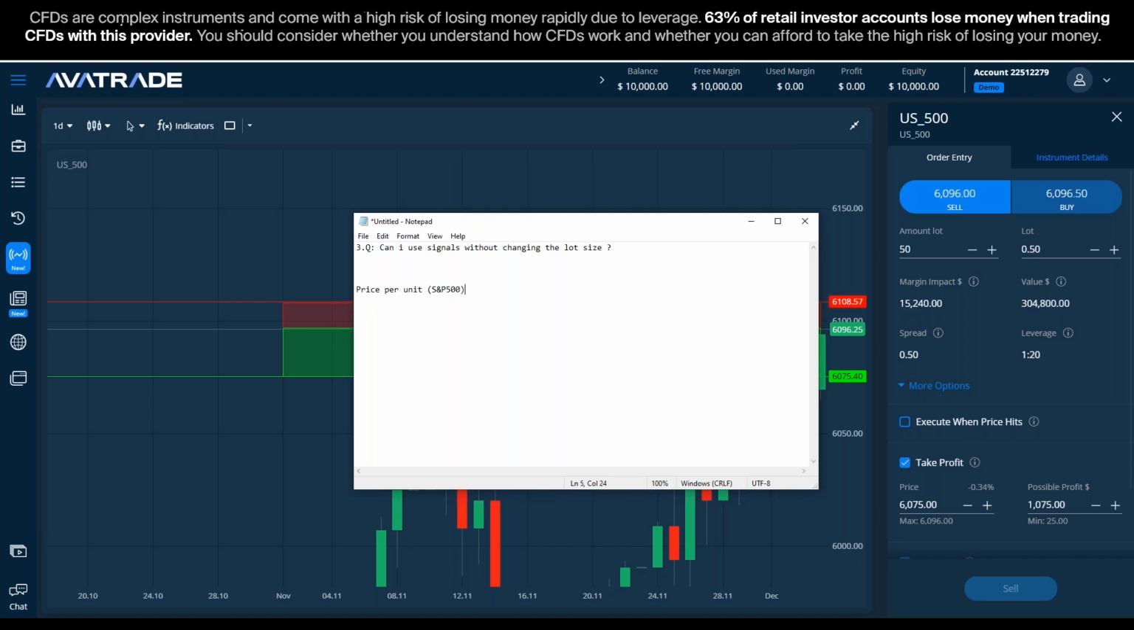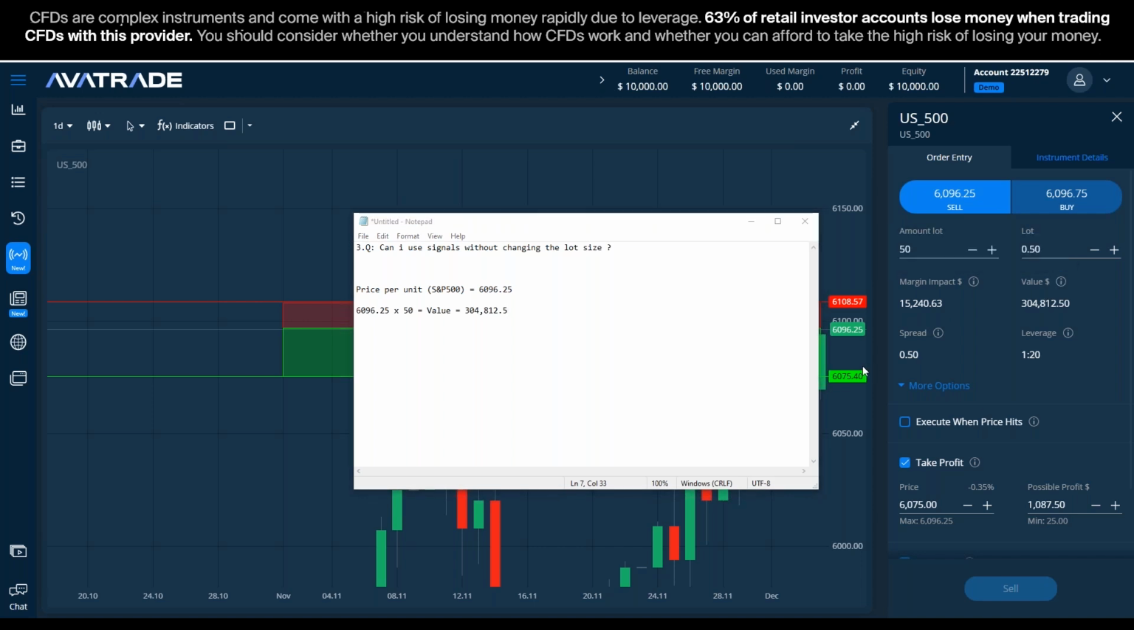Okay, so we have price per unit, which is 6,096.25. Oh, sorry, 96. Okay, and while I'm taking 50 indices, 50 units, we've got 6,096.25 times 50 equals value of 304,812.5. It's written here, guys.